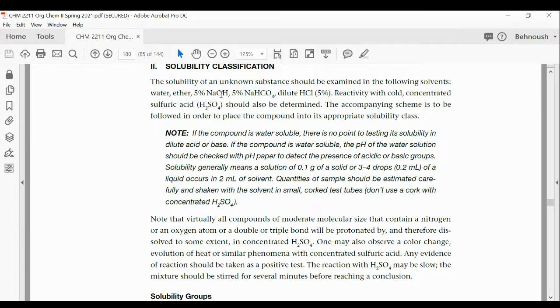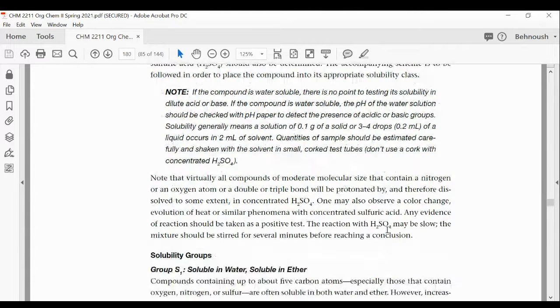What about if the compound dissolves in HCl? What does it mean? What would be the nature of that compound? Basic. That compound is going to be basic. Could someone tell me an example of a basic organic compound? Compounds containing nitrogen, like amines, are basic compounds. So if the compound dissolves in HCl, that means it's basic. It contains nitrogen, a C-N bond, and we know that is going to act as a base and react with HCl.